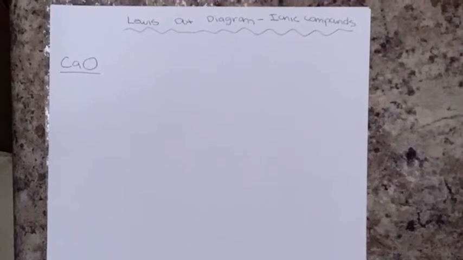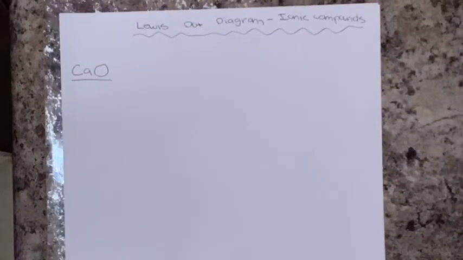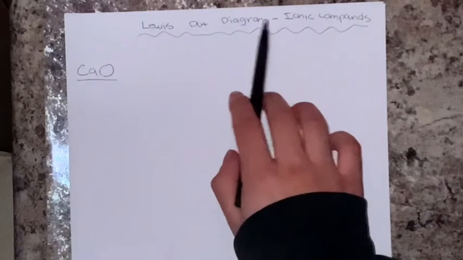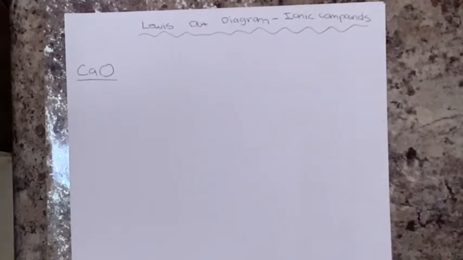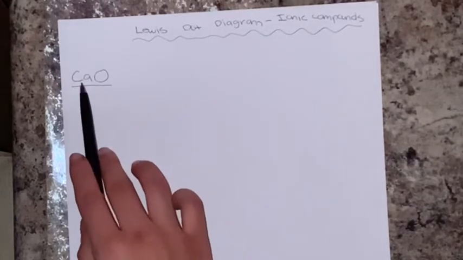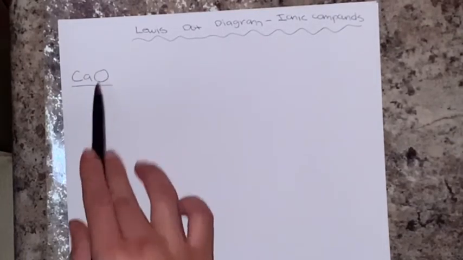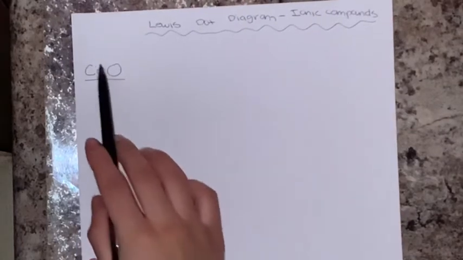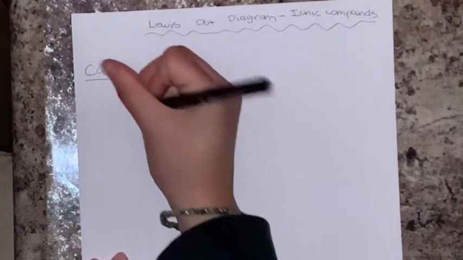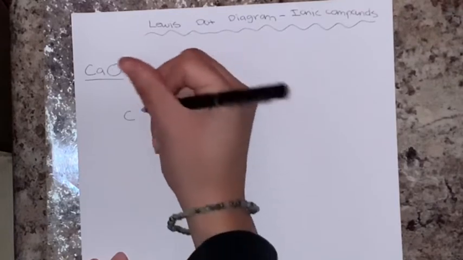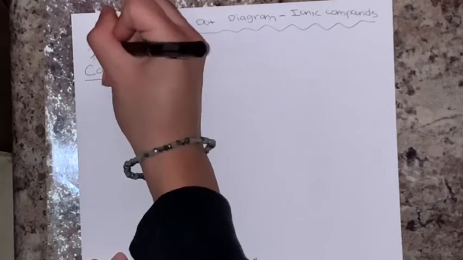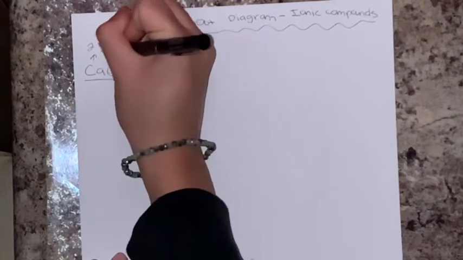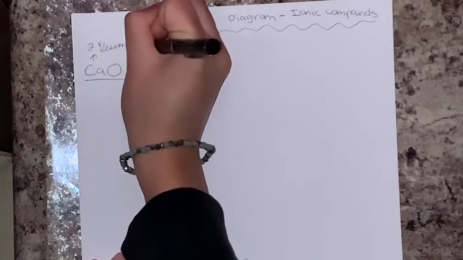So we're going to be doing a Lewis dot diagram for ionic compounds. And we are going to be working with calcium oxide. And so the first thing we want to do is draw the chemical symbol for calcium in the center. And calcium has 2 valence electrons, which we are going to draw around the chemical symbol.